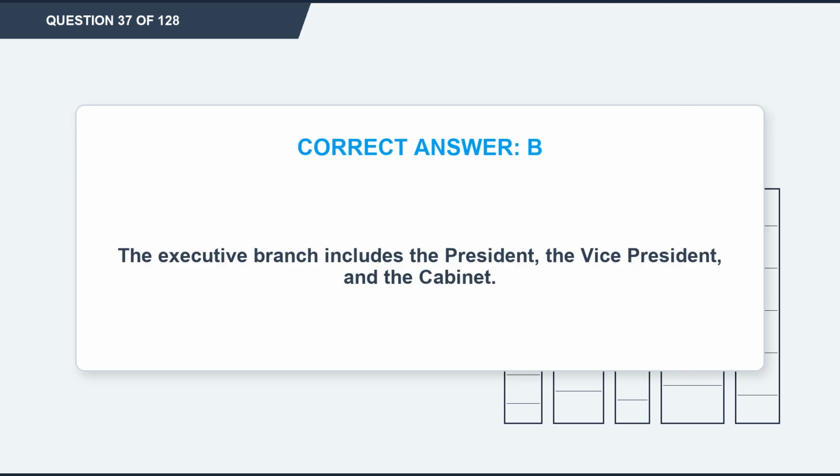The Cabinet. Explanation. The executive branch includes the President, the Vice President, and the Cabinet.